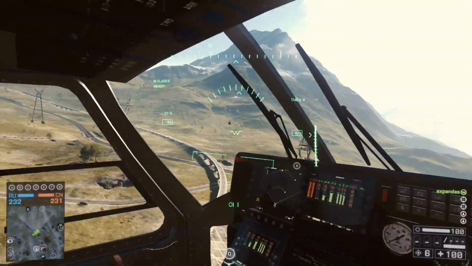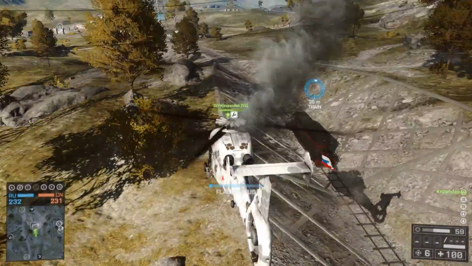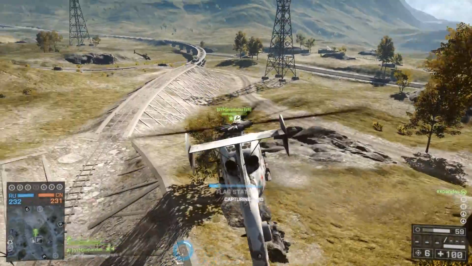We're going to be talking about the impulse effect in Battlefield 4. I'll be explaining what exactly it is, as well as showing you how you can counter it.